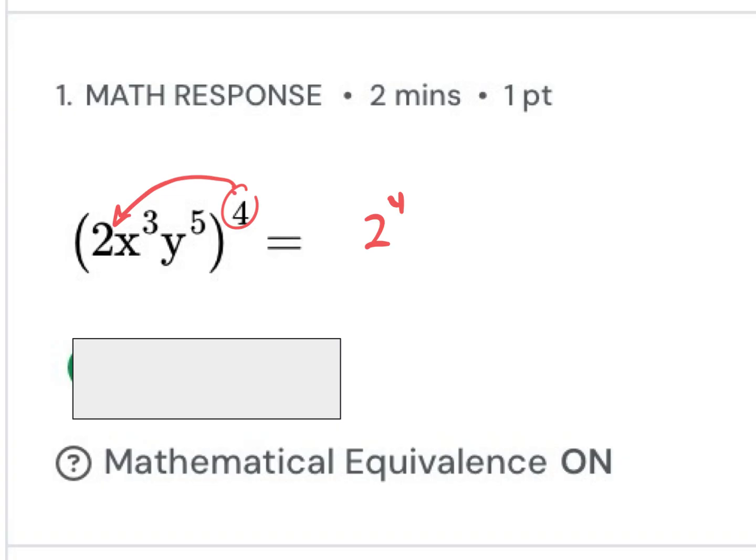And then you're going to put the exponent of 4 on that exponent of 3. And rule 2 says a power to a power you multiply. So that's going to be x to the 12th. And then power to a power right there. Put the 4 on the 5, power to a power, multiply. You get y to the 20th.